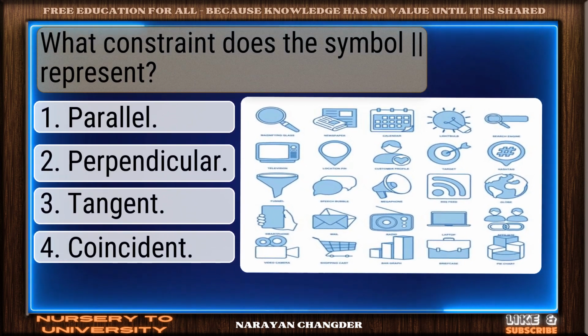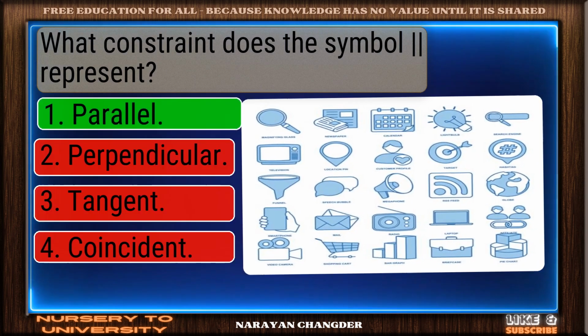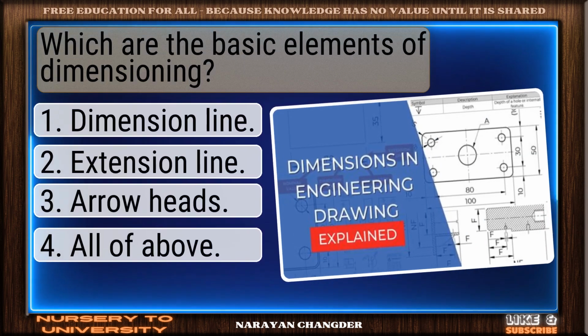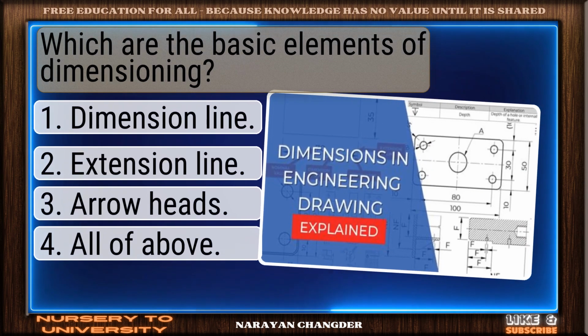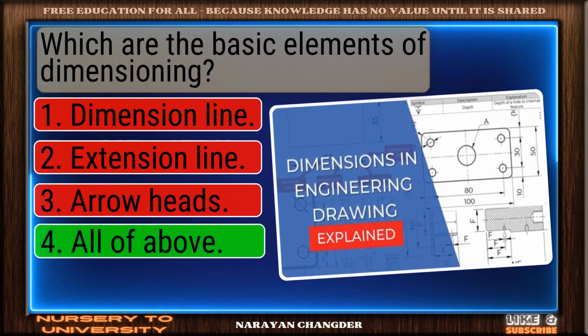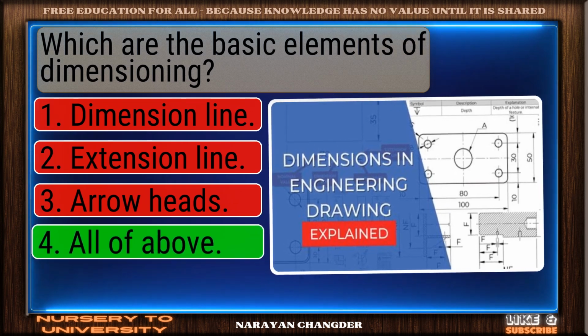What constraint does the symbol represent? Bravo. Parallel is the answer. Which are the basic elements of dimensioning? Nicely done. All of above is a solid answer.